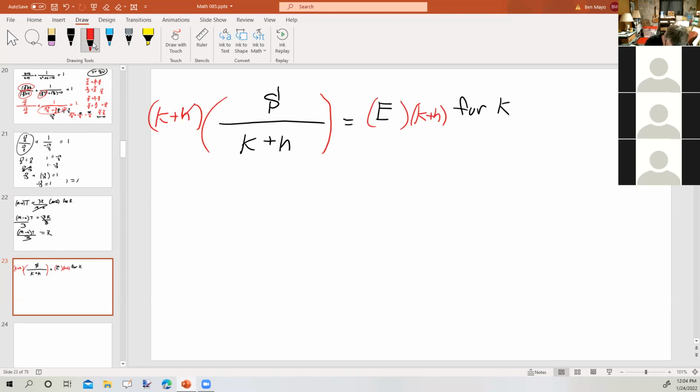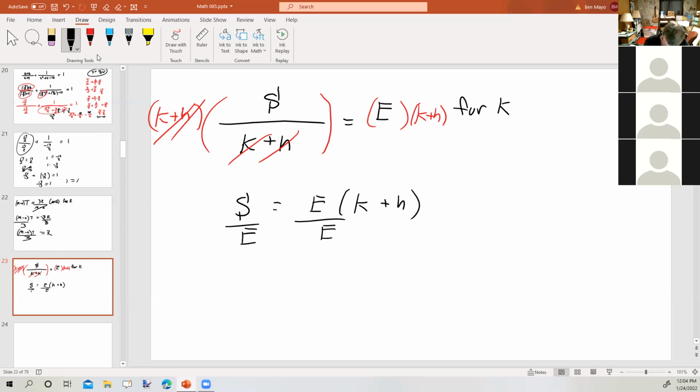All right. On the left side, those would reduce out, and I have S equals E times K plus H. Well, so then I'm trying to get K by itself. The question is, do I want to distribute or not? And I could do it either way. Let's not distribute. What would I do next? I divide both sides by E, okay? So S divided by E equals K plus H.